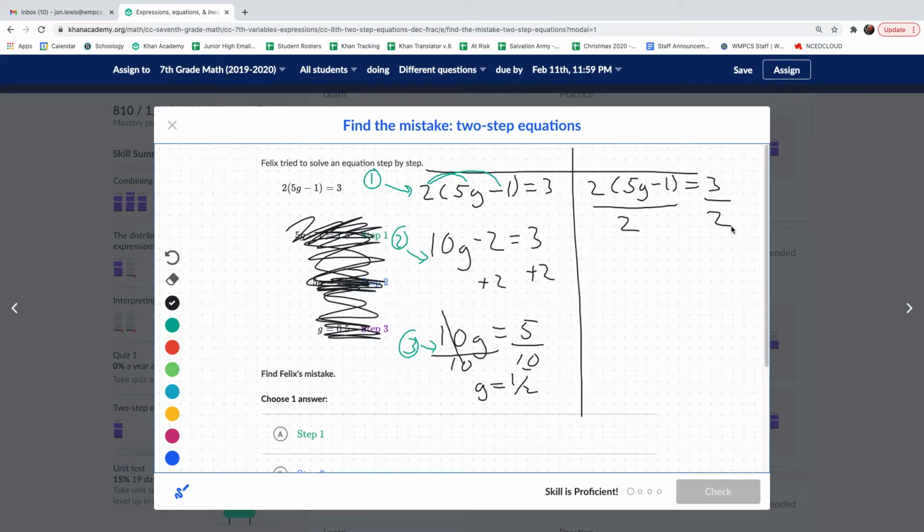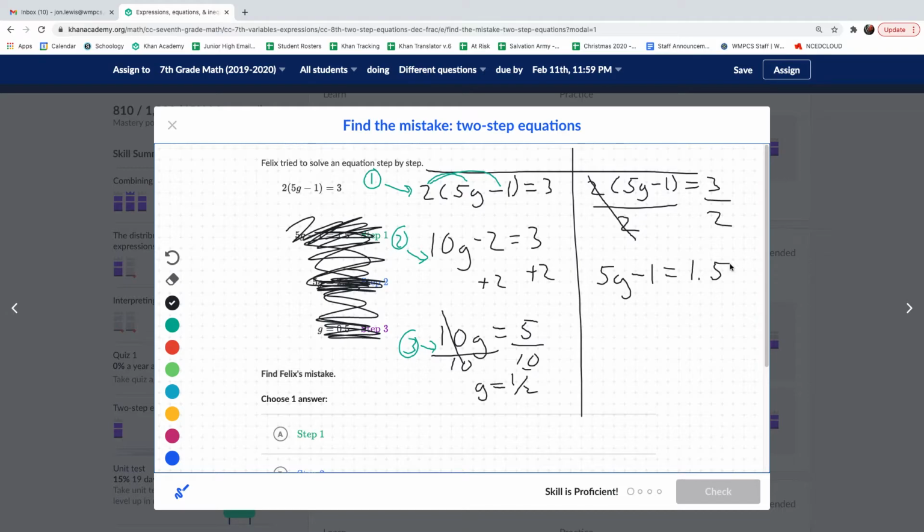This is kind of counterintuitive because you're so used to using the distributive property in one way. This is the reverse of it. Where a while ago I multiplied by 2, I can do the reverse process and divide by 2. When I do, the 2 cancels out, and that gives me 5g minus 1 equals 3 divided by 2. We can say 3/2, or we can write 1.5.